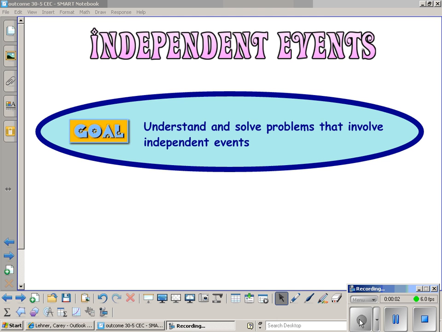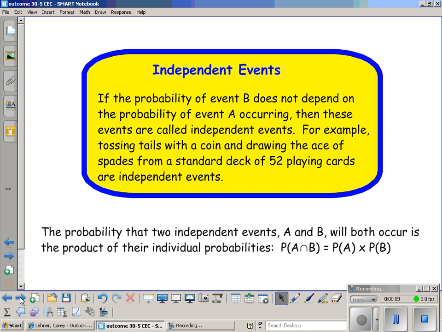Our goal for this lesson is to understand and solve problems that involve independent events. Independent events: if the probability of event B does not depend on the probability of event A occurring, then these events are called independent events.